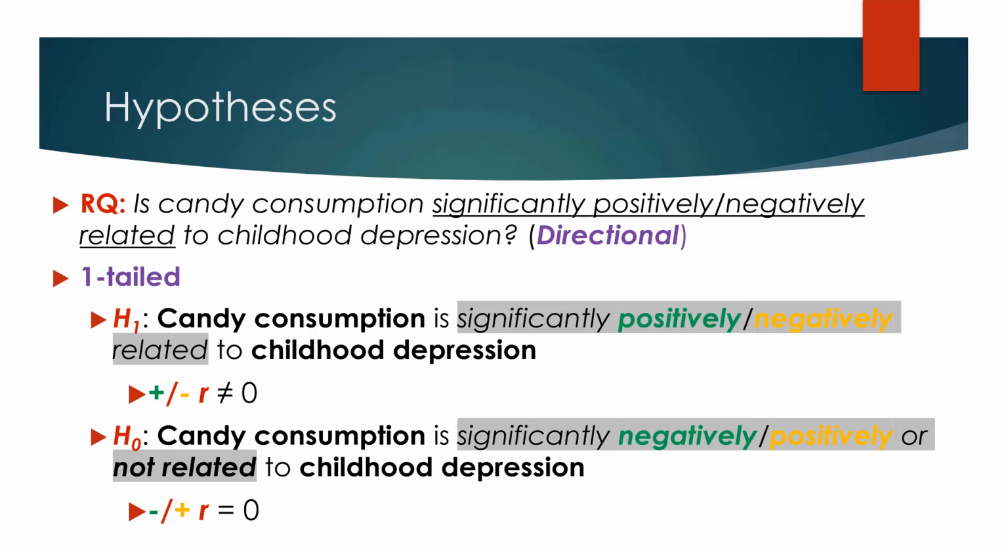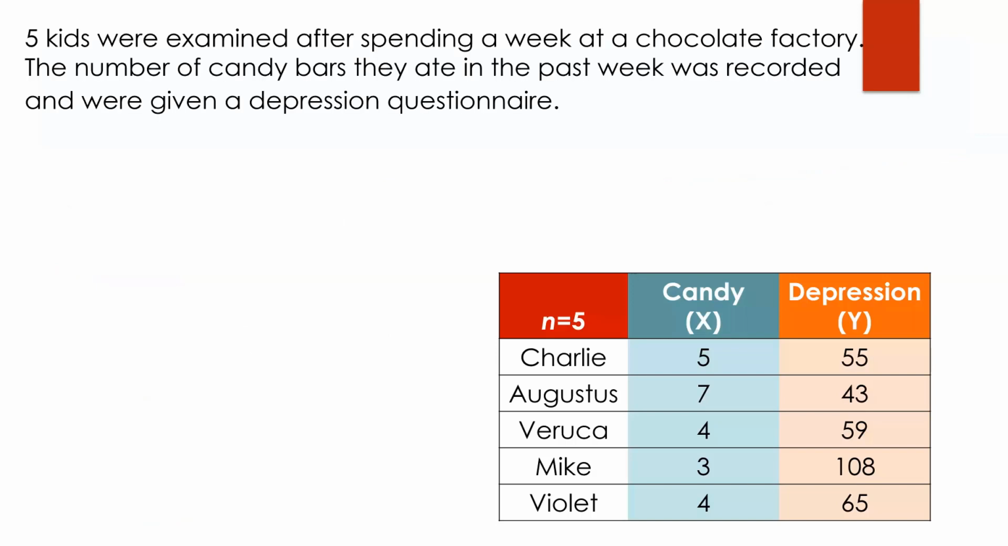Now the null has to cover the two ways the alternative can't be true. Candy consumption can't be positively related to depression if it is negatively related or not related at all. So if the R score is different from 0 and is negative, then that's what the null is saying. Or the null is saying that the R score is 0. The relationship won't be positive or negative if it equals 0. So this is the template for how you would write your directional hypotheses if that was the case.